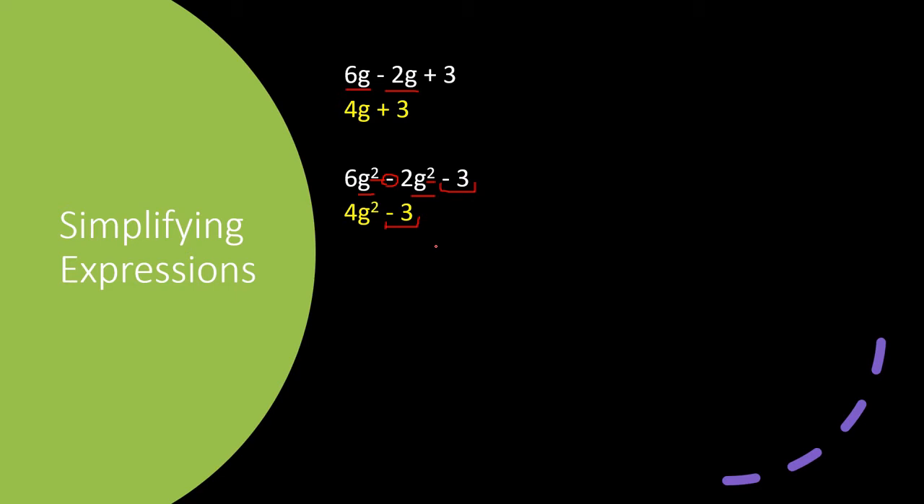Okay, let us look at our next example. Now I have 7a plus a plus 2. Do I have any like terms in here that I can combine? Yes, I do. I have the 7a and the a.